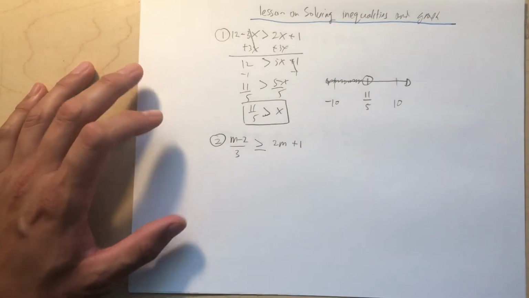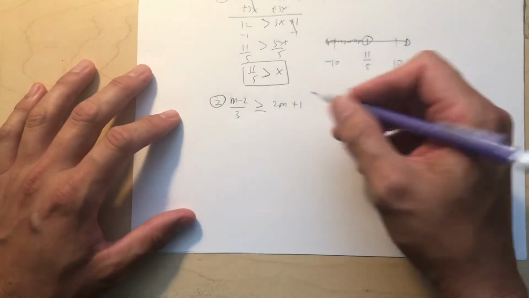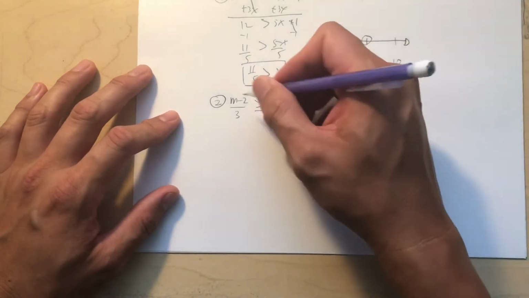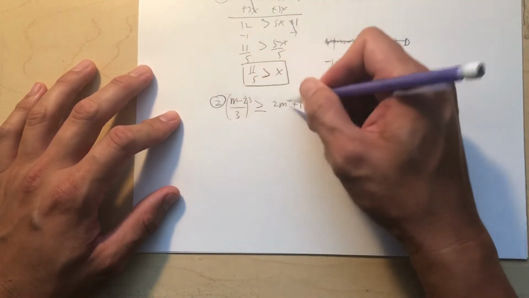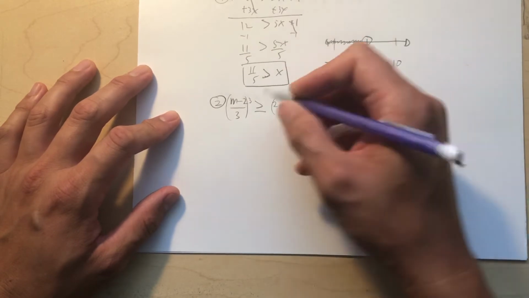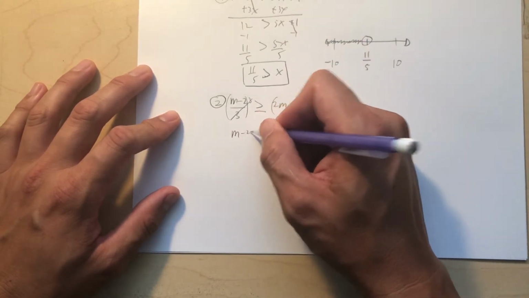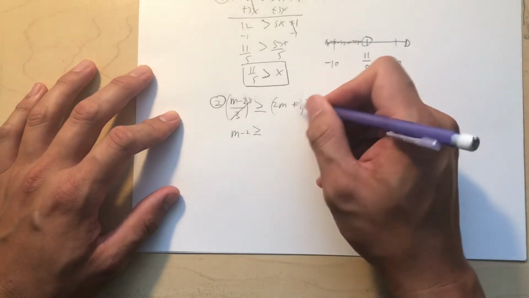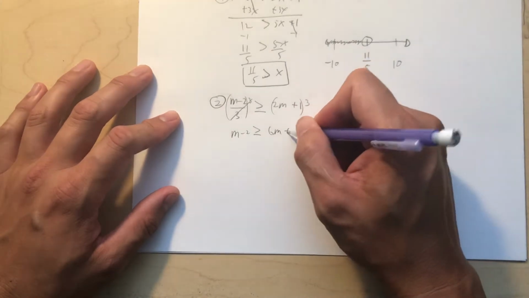All right, let's go ahead and move on to number 2. Let's take a look at this one here. Let's get rid of the divide by 3 on this side real fast. So anyway, that cancels. That gives you m minus 2 is greater than or equal to... distributive property gives me 6m plus 3.